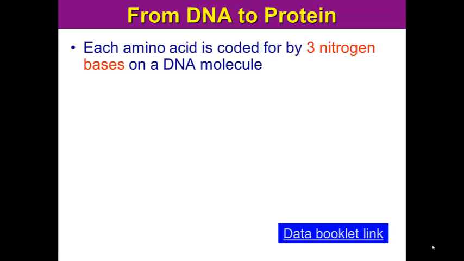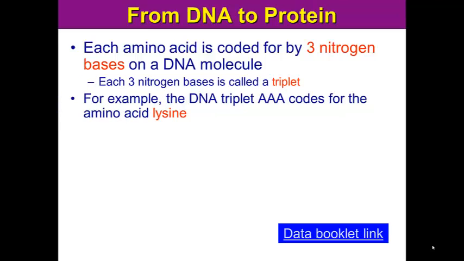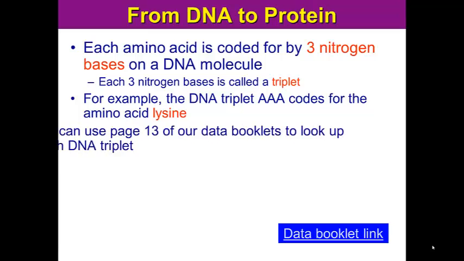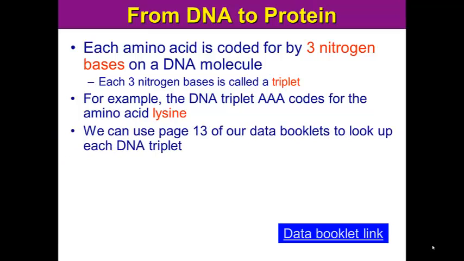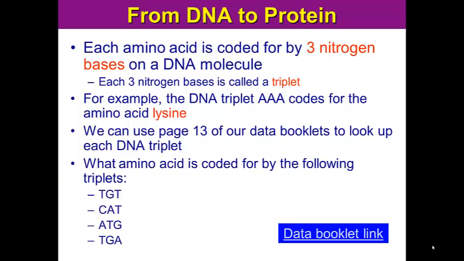Each amino acid is coded for by 3 nitrogen bases on a DNA molecule. Each 3 nitrogen base unit is called a triplet. For example, the DNA triplet AAA codes for the amino acid lysine. We can use page 13 of our data books to look up each DNA triplet. It's all there for you. Take a moment and look up the following triplets: TGC, TGT, CAT, ATG, and TGA.